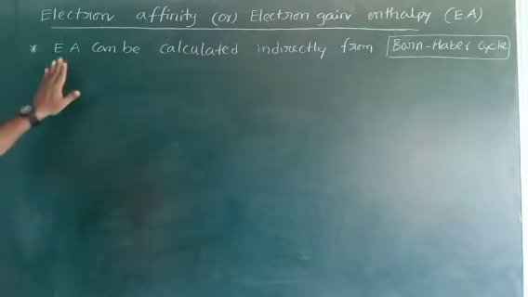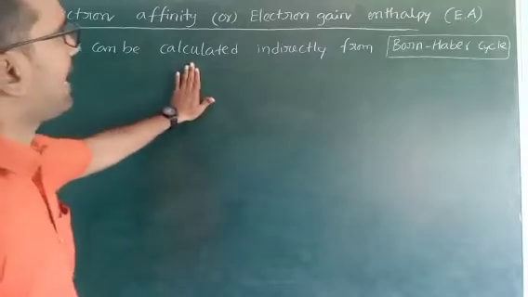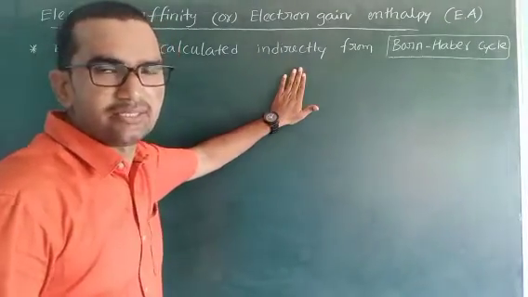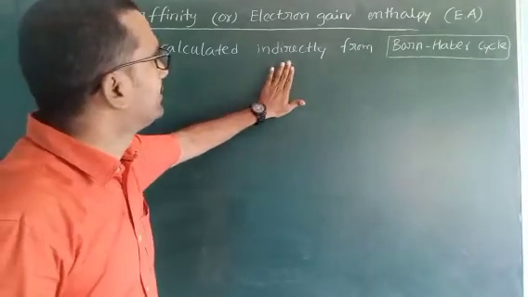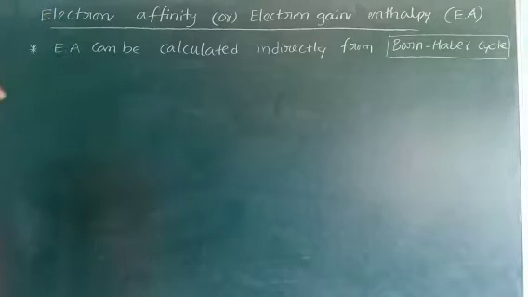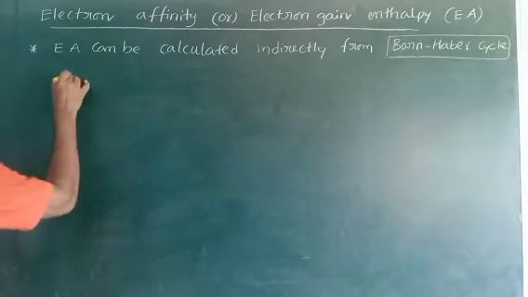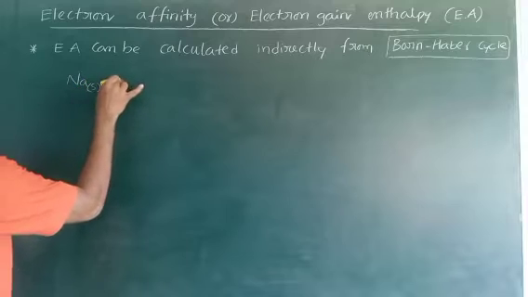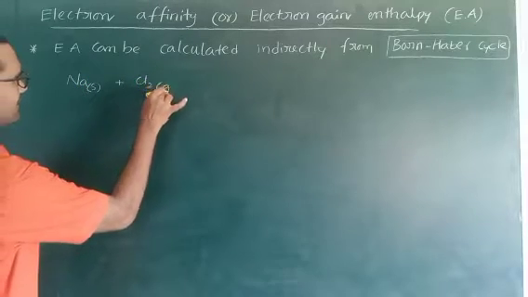Now listen. Electron affinity can be calculated indirectly. There is no direct calculation, okay, like electronegativity. Indirectly from the Born-Haber cycle. Sir, what is the Born-Haber cycle? Listen carefully. Na is a solid material and chlorine is a gaseous material.